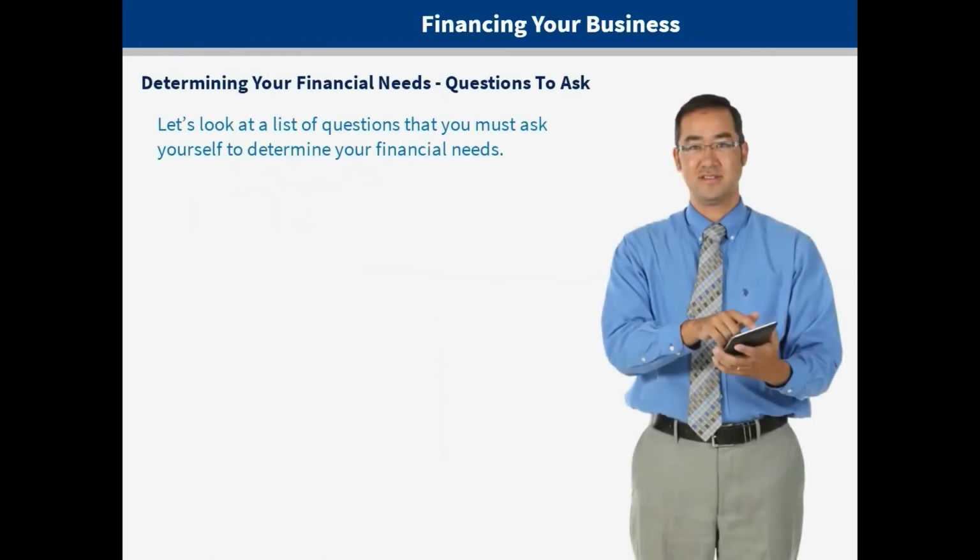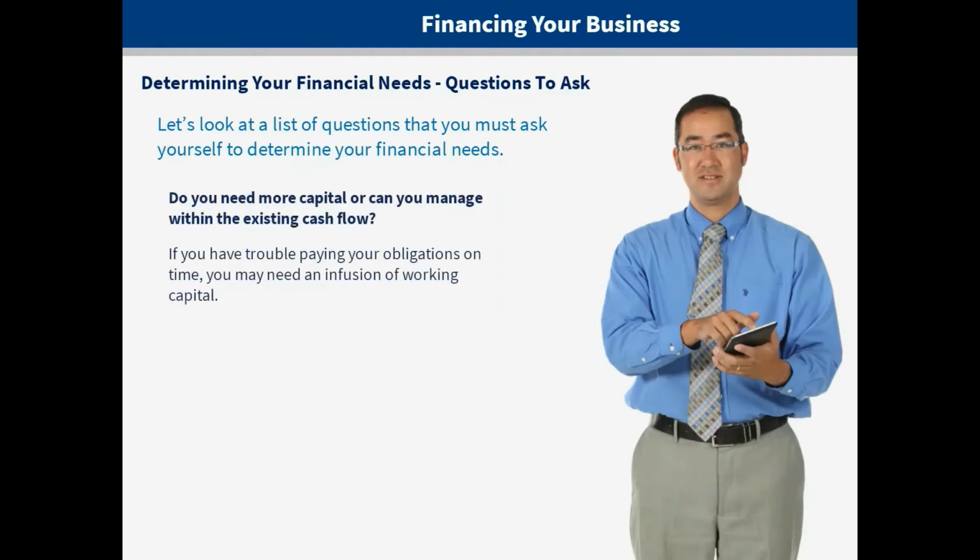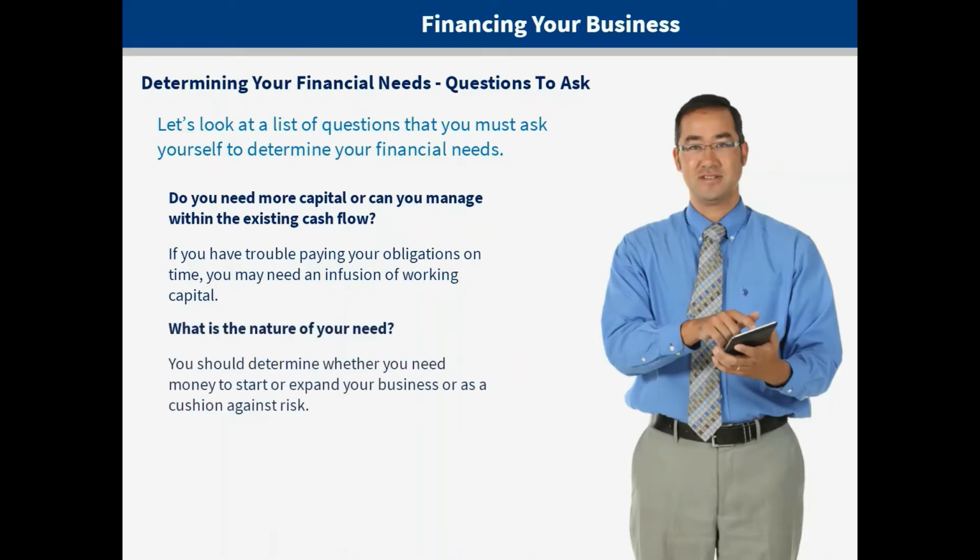Let's look at a list of questions that you must ask yourself to determine your financial needs. Do you need more capital, or can you manage with the existing cash flow? If you have trouble paying your obligations on time, you may need an infusion of working capital. What is the nature of your need? You should determine whether you need money to start or expand your business or as a cushion against risk.